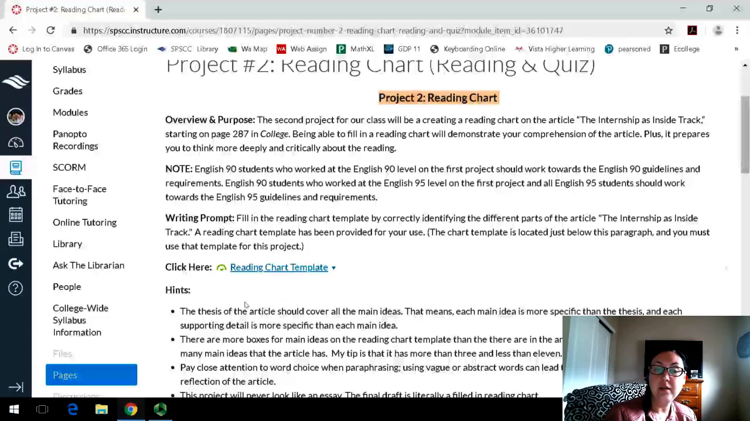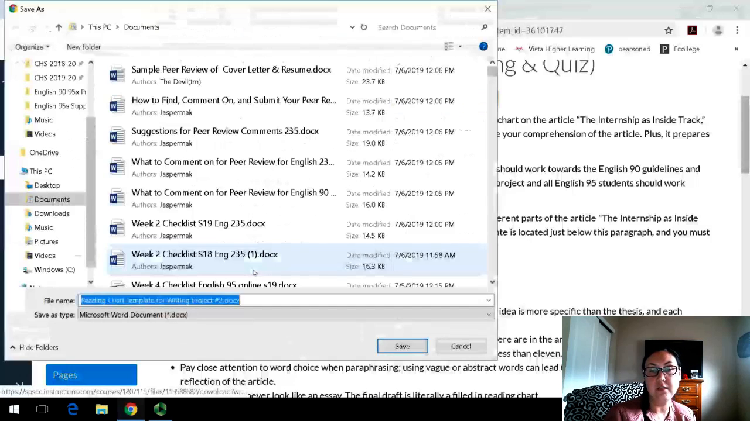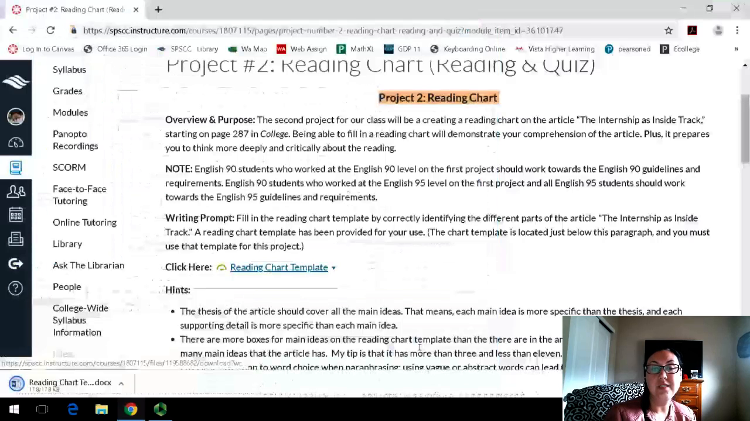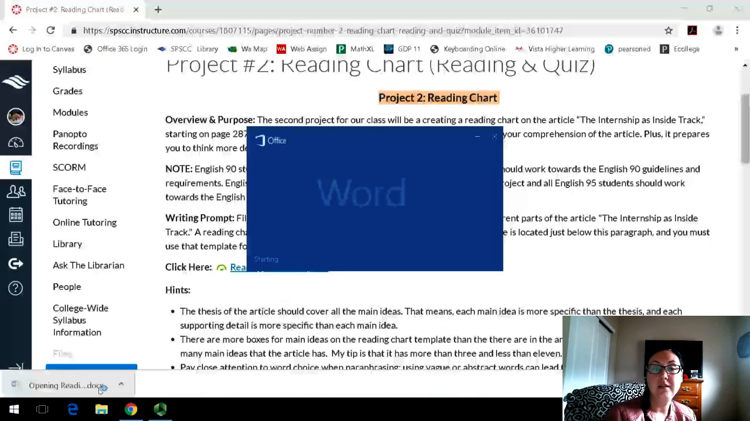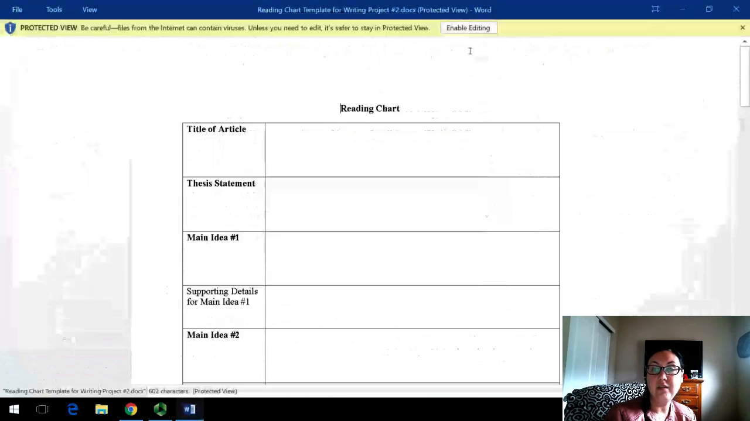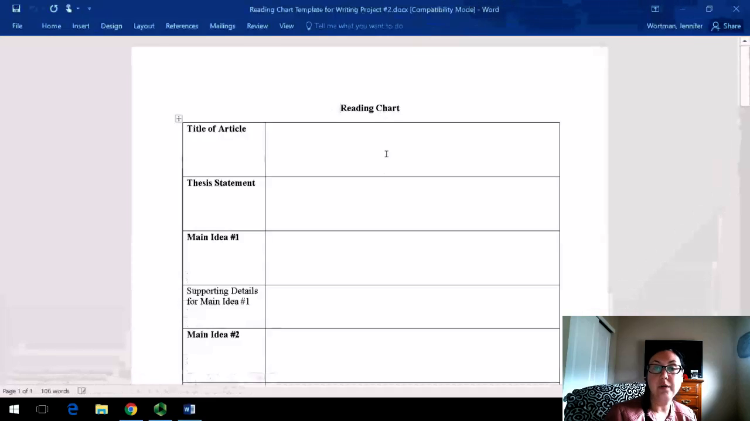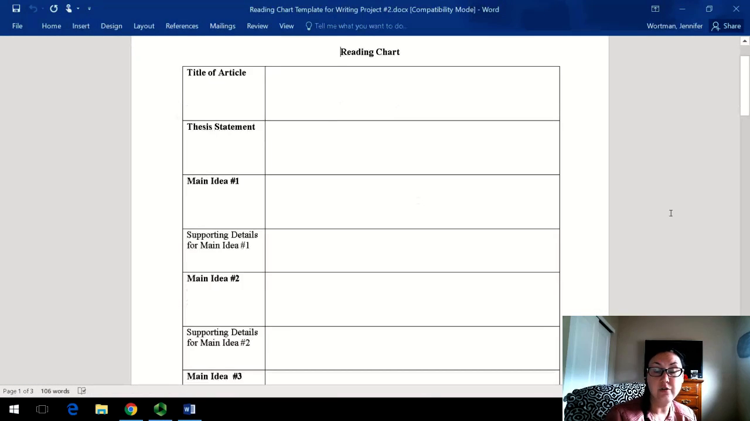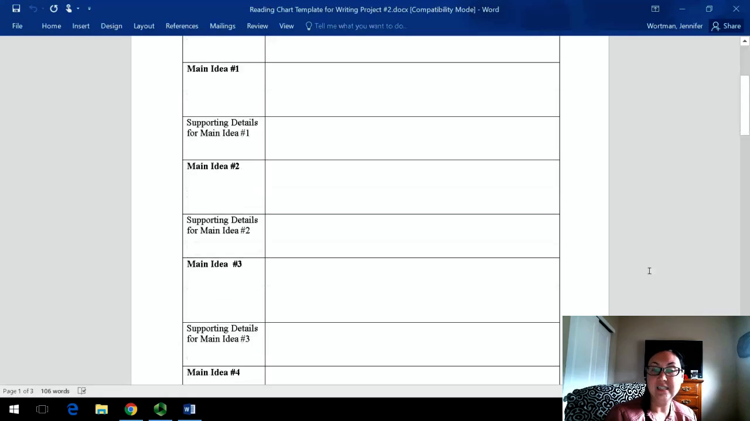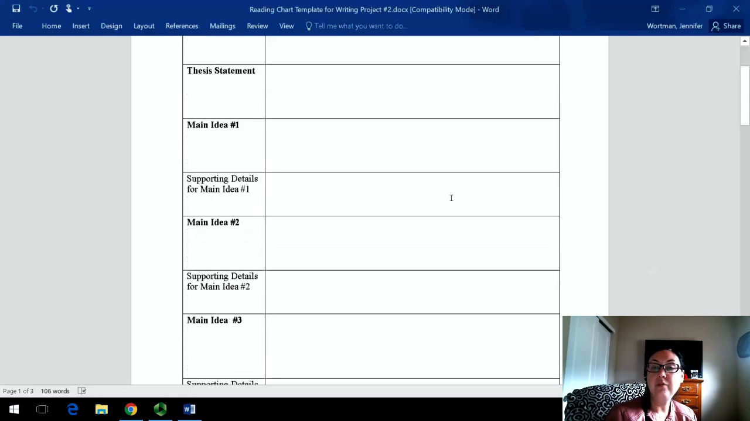Then what's going to happen is literally we're going to read this article, The Internship is Inside Track, and we're going to use this template that I provided to literally break down the entire article. So we're going to include the title, we're going to figure out what is the author's thesis, so the thesis of the whole article, what are the specific main ideas within the article, and then for English 95 students, breaking down and finding all of the supporting ideas.